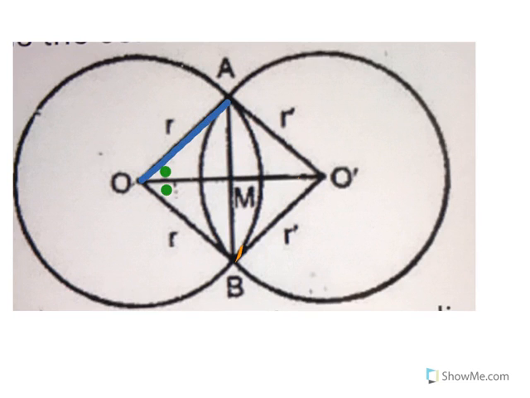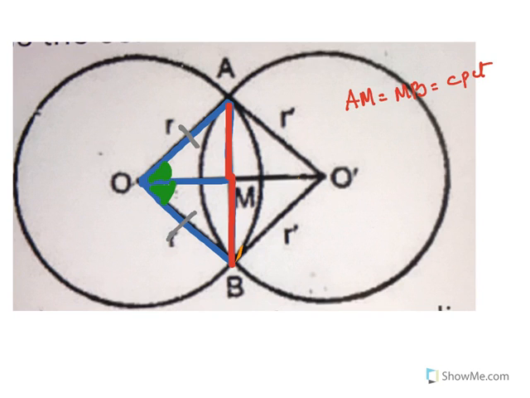Then in the next step, we've taken triangle OAM and triangle OBM and proved that they are congruent. This side was equal to this side, OA equal to OB, because they were radius of the same circle. Then these two angles were equal by CPCT, and then we had the common side. So by SAS test, the triangles were congruent. So now I can say AM equal to MB by CPCT. Therefore, OO dash bisects AB.